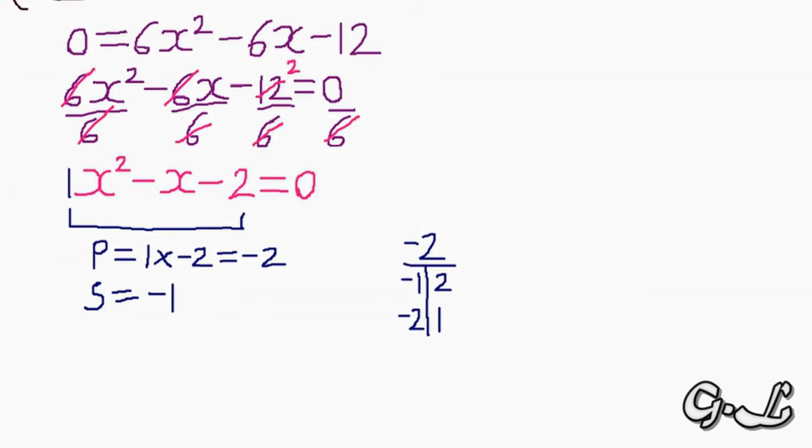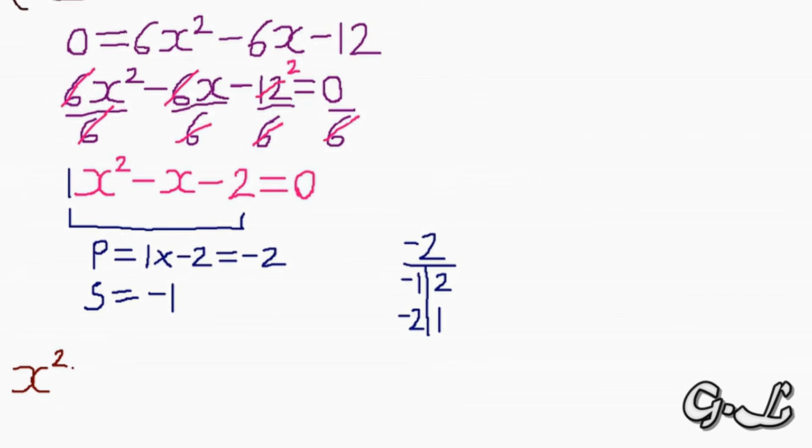Now, which pair can be gotten such that when you add them, it gives you negative 1? When you say negative 1 plus 2, it will give you positive 1, so that one cannot be used. But when you consider negative 2 plus 1, it will give you negative 1. So this is the pair that we are looking for: negative 2 and 1.